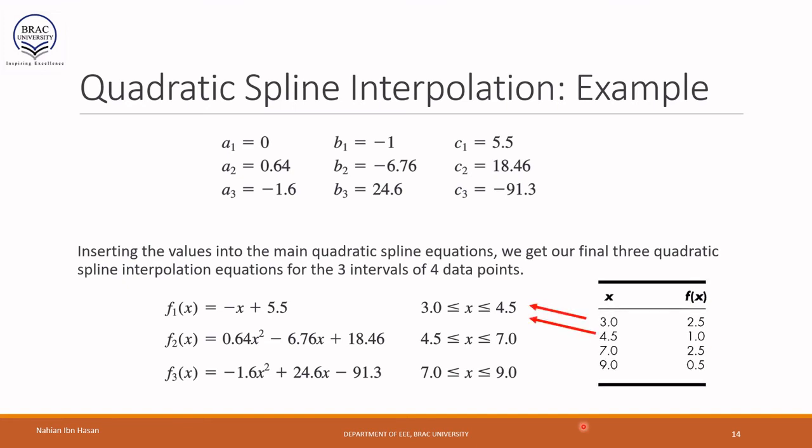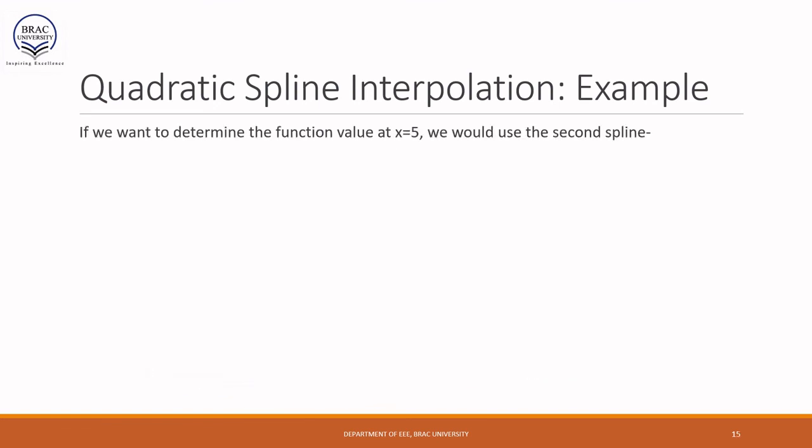So this was the table. In the table we were given 4 data points. Within the first interval, 3 to 4.5, I get this function. Within the second interval, 4.5 to 7, I get the f2(x) interpolating polynomial. Similarly, in the third interval from 7 to 9, I get this final quadratic interpolation polynomial. So that's the result.